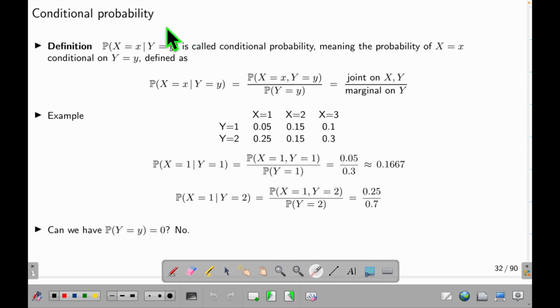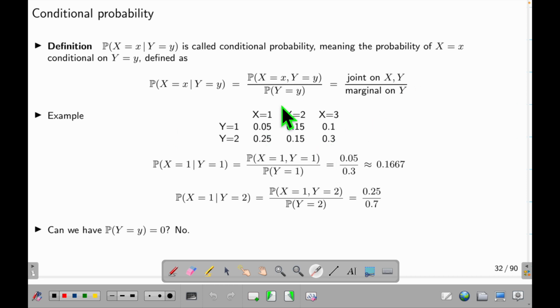And the last thing about two random variables is the conditional probability. So we write a bar here. This probability of x equal to x given that y is y is called a conditional probability. It means we already know y is y. We want to ask the probability of x is x. So the definition is like this. The probability of x given y is the joint probability of xy divided by the probability of y. So this is the definition.